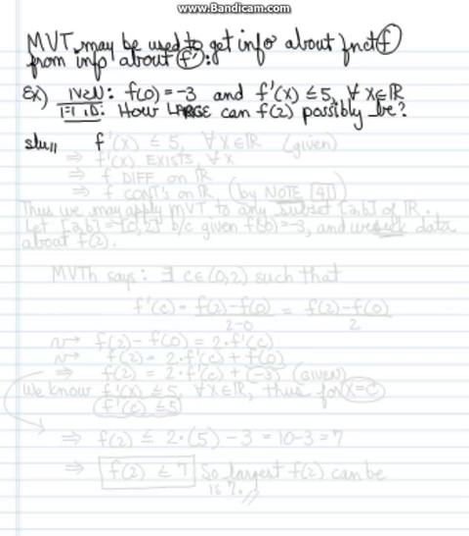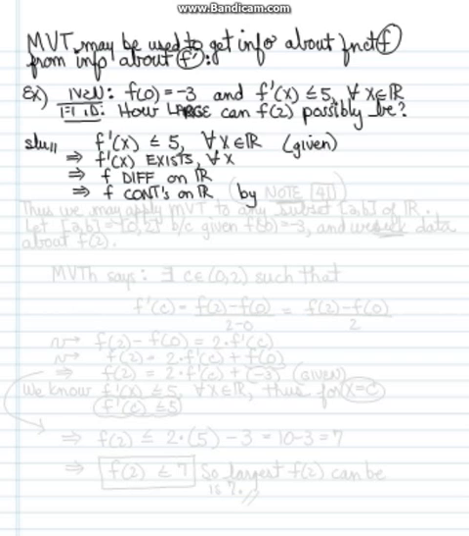Okay, well, we have f prime of x is less than or equal to 5 for all real numbers. That's given to us. Well, that would imply that f prime of x exists. If it's less than or equal to 5, it exists for all x values. So that means that f is differentiable for all the real numbers. That's exactly what it means. And that implies that f is continuous on the real numbers. By note number 41, differentiability implies continuity.